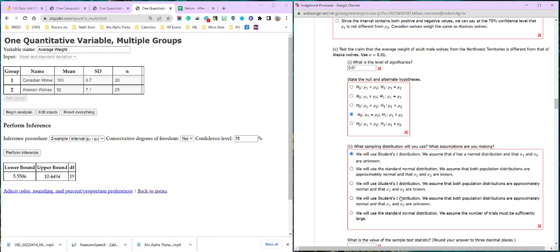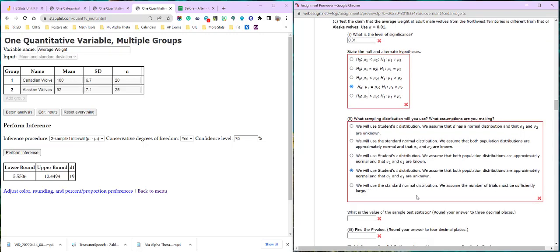Student's t, we do not know them. We're going to do both populations are approximately normal. And sigma 1 and sigma 2 are unknown. So we need both populations here. If this was just an individual difference, I would do that one. So we're using Student's t. Both populations are approximately normal, and the sigmas are unknown.